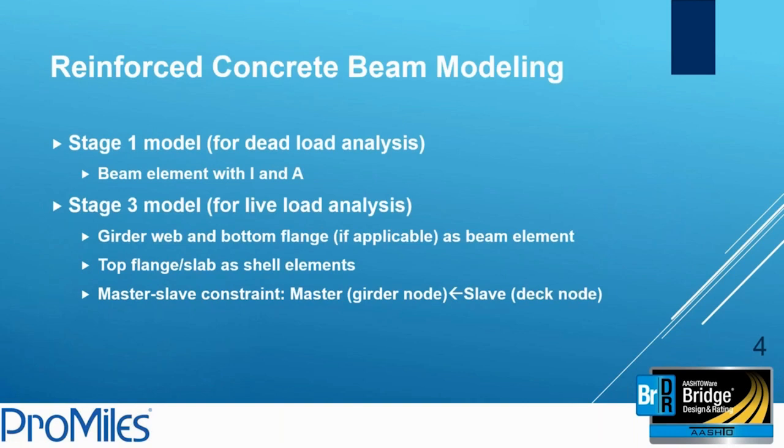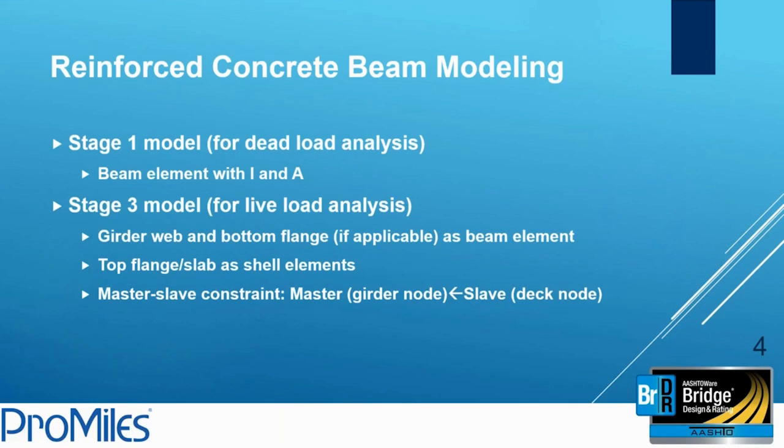Coming to reinforced concrete beam modeling for girder system superstructures, we have two different models: a stage 1 model and a stage 3 model. For the stage 1 model, we have beam elements with moment of inertia and cross-sectional area, and the beam elements contain the section properties for the beam as well as the top flange or the deck. In the stage 3 model, the girder, web, and the bottom flange are modeled as beam elements, and the top flange or the slab is modeled as shell elements.